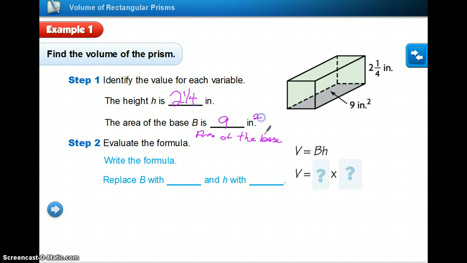So this is the formula for all prisms. All prisms. Not just rectangular prisms, but all prisms. We can find the area of the base, times it by the height. So we're going to take this as 9, and the height is 2.25.